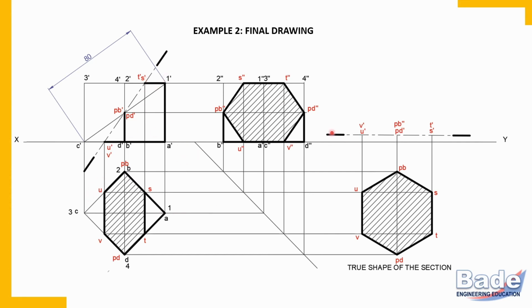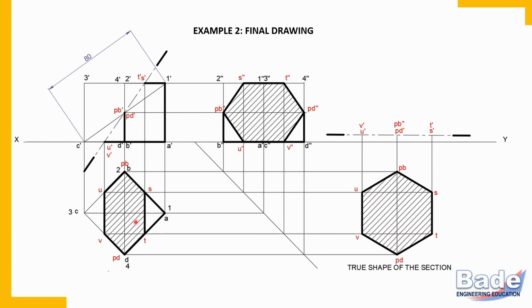Draw the cutting plane line parallel to the XY line and complete the true shape. Watch here. The true shape of the section is a regular hexagon. So this is how we have achieved the true shape of the section. Final drawing means you have inserted all dimensions.